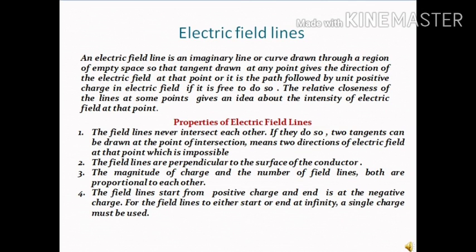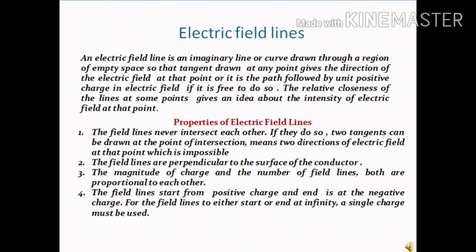Dear students, today we will study electric field lines. An electric field line is an imaginary line or curve drawn through a region of empty space so that the tangent drawn at any point gives the direction of the electric field at that point. It is the path followed by a unit positive charge in an electric field if it is free to do so.